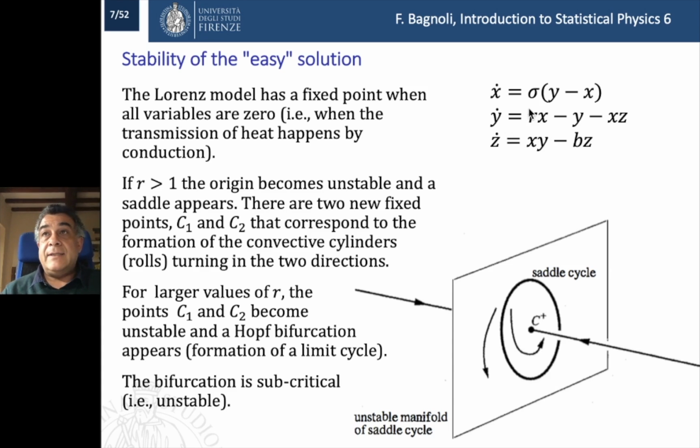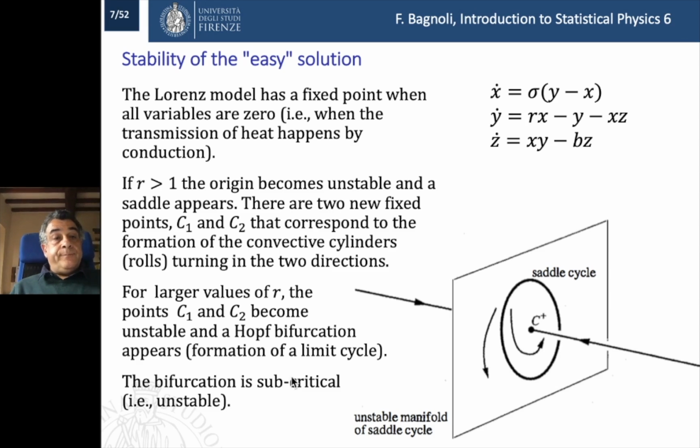So Lorenz started to study this equation by hand. You can easily see that there is a fixed point at the origin, 0, 0, 0. If you substitute, you get 0, so it is a fixed point. By changing r, you can study the bifurcation. If r is greater than 1, the origin becomes unstable. It is a saddle, so it becomes unstable, and two other fixed points appear. They correspond essentially to rolls turning in one direction or in the other direction.